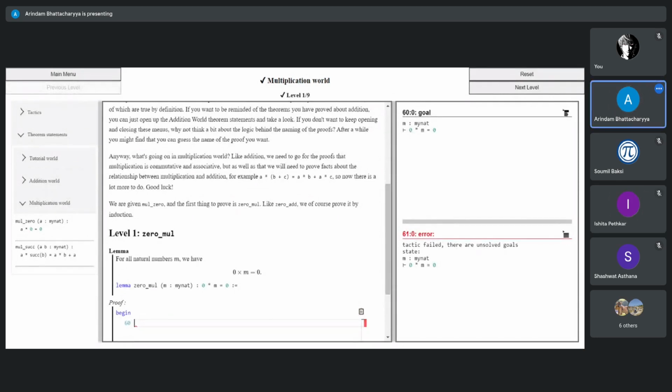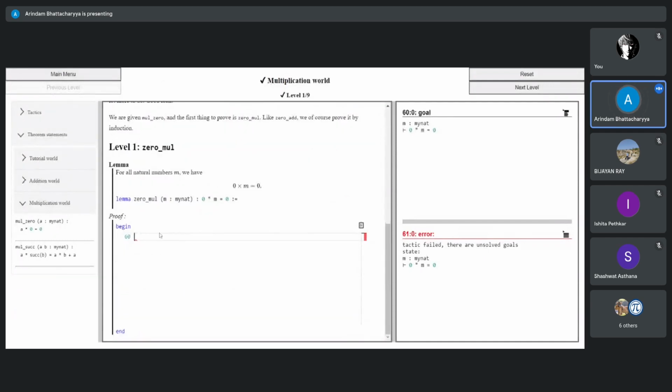I'll just send the link for the natural number game. You can get to the multiplication world by that. I was answering Vijayan. Feel free to tell me what the first line should be.